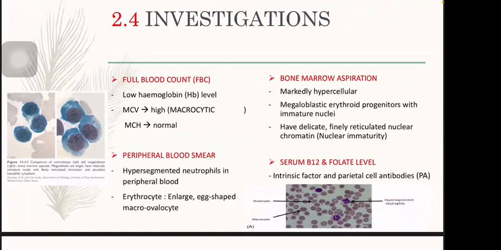Next, serum B12 and folate levels are also done to differentiate between vitamin B12 and folate deficiency. And for pernicious anemia, intrinsic factor and parietal cell antibodies can be detected.